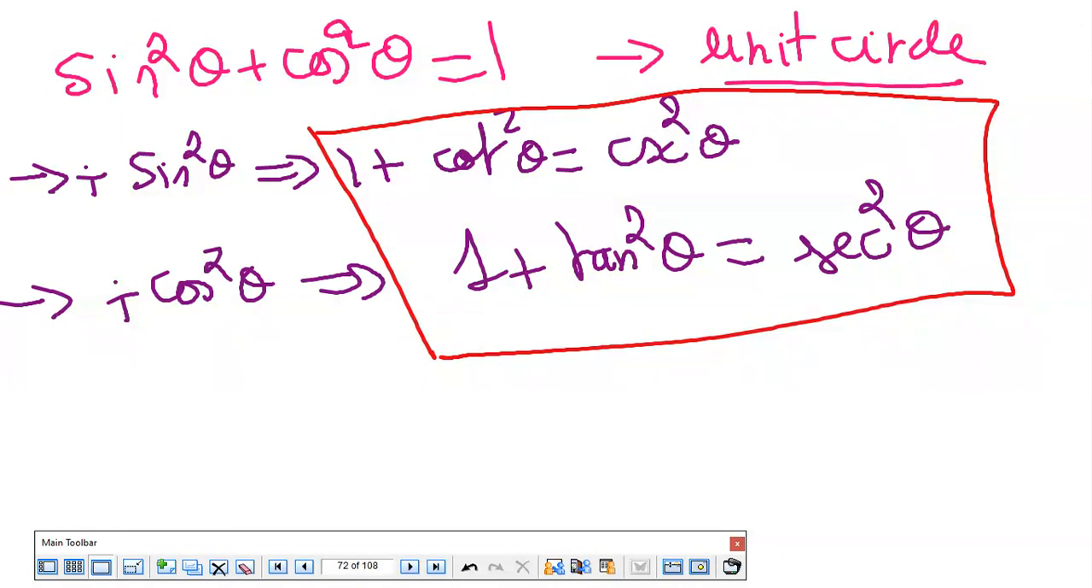If you divide this whole equation by sine squared theta, you will have sine squared over sine squared is 1, cosine squared over sine squared is cotangent squared, 1 over sine squared is cosecant squared. So now I have a relation between cotangent and cosecant. And if you divide all by cosine squared, you will have sine squared over cosine squared is tangent squared, cosine squared over cosine squared is 1, and 1 over cosine squared is secant squared theta.